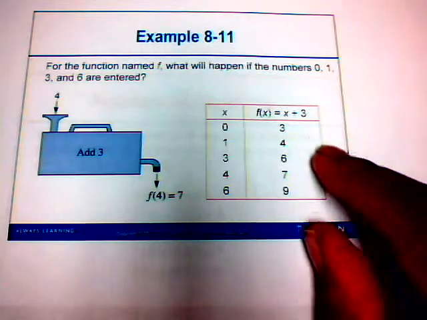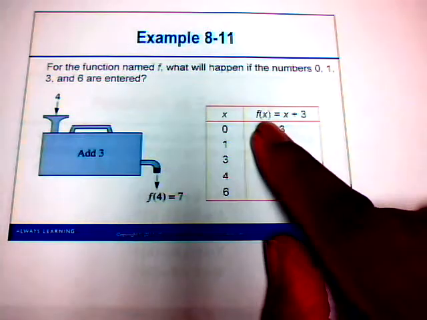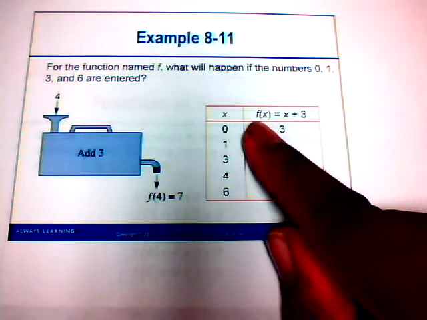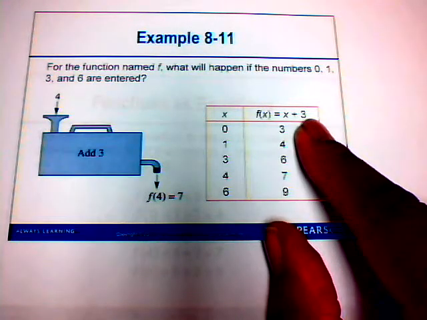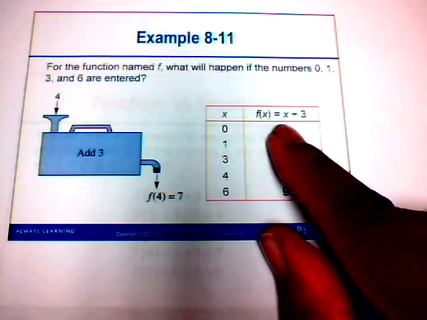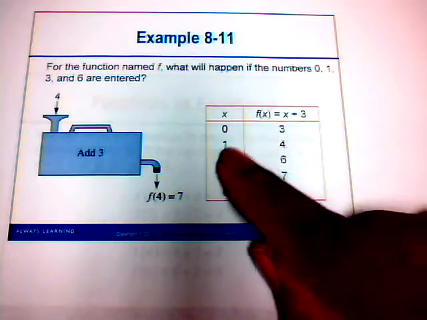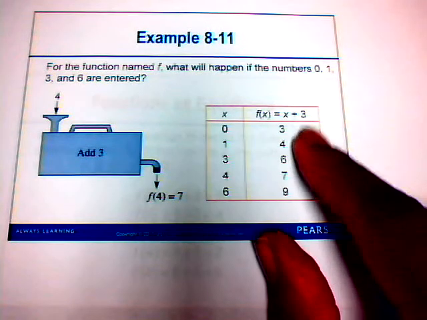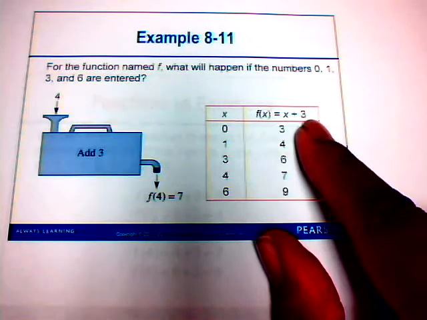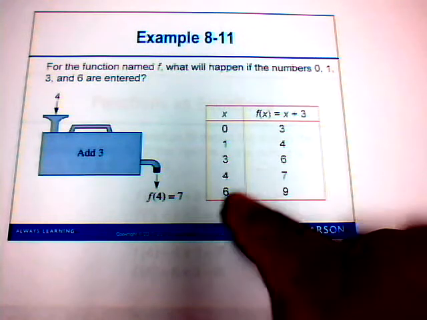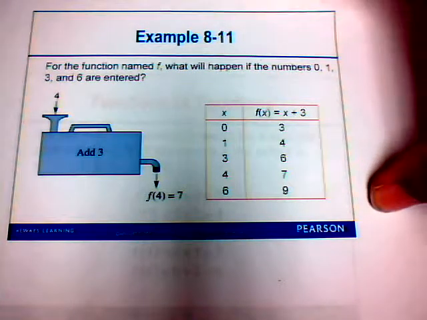Okay, so here, another way of writing the function machine is like this expression. f of x is equal to x plus 3. So if x is 0, we add 0 plus 3. That's going to give us 3. If x is 1, that'd be 1 plus 3, which will give you 4. If x is 3, 3 plus 3 will give you 6. And if x is 6, 6 plus 3 will give you 9. Okay.